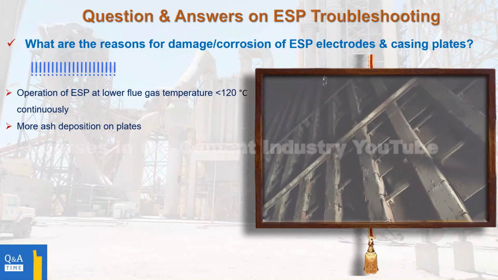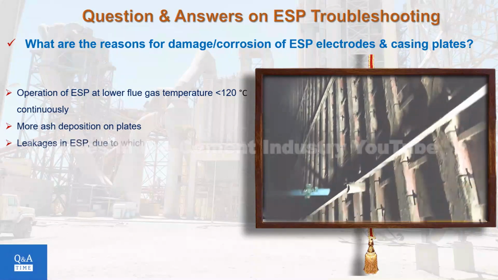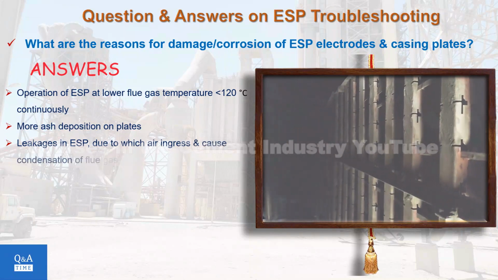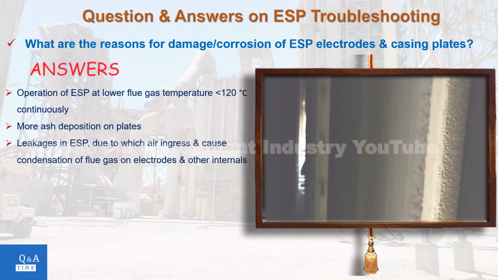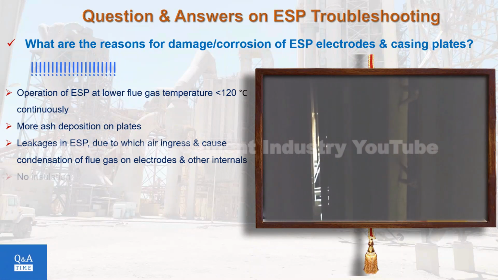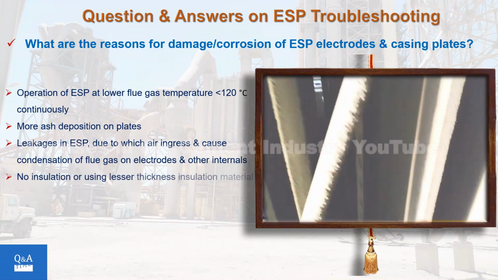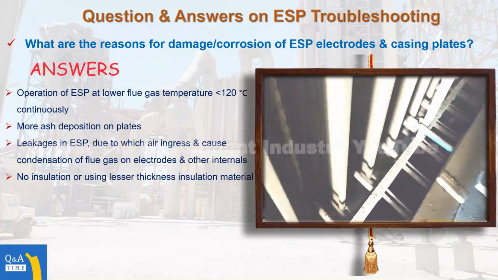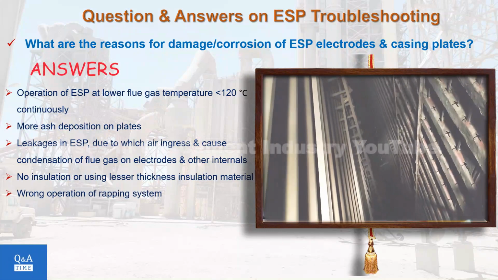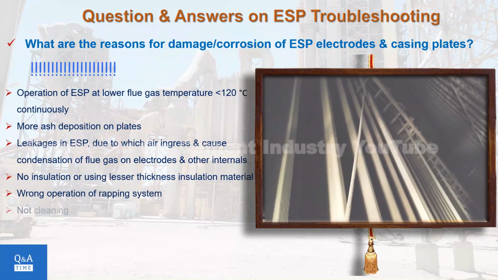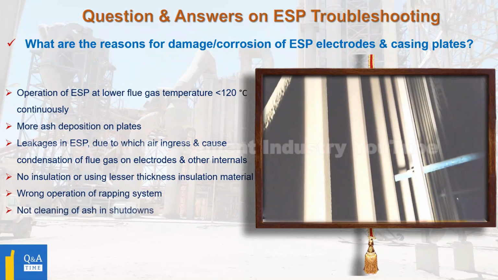3. Leakages in electrostatic precipitator, due to which air ingress causes condensation of flue gas on electrodes and other internals. 4. No insulation, or using lesser thickness insulation material. 5. Wrong operation of wrapping system. 6. Not cleaning of ash in shutdowns.